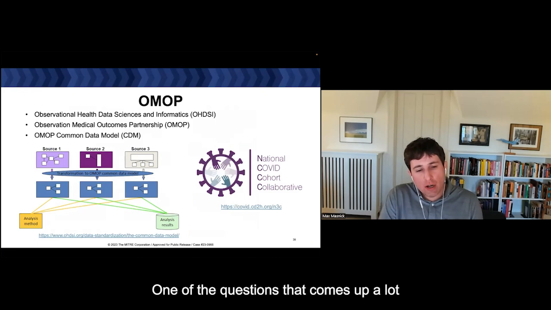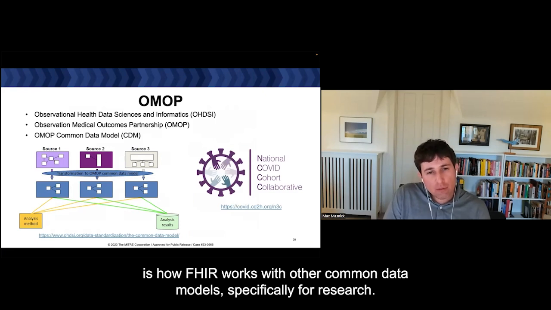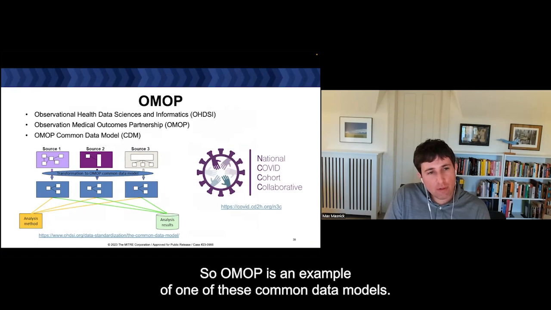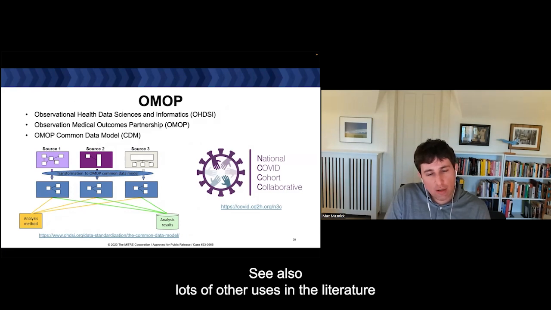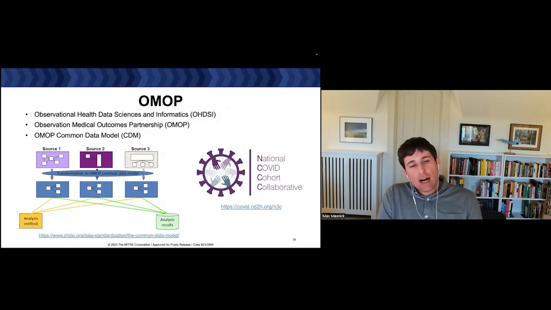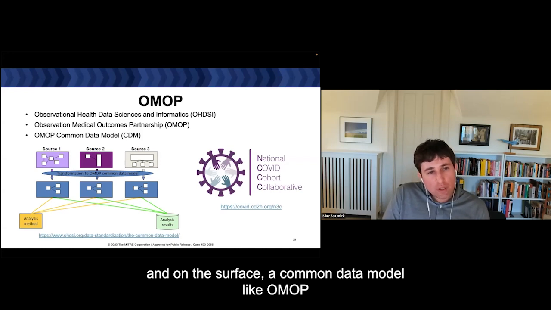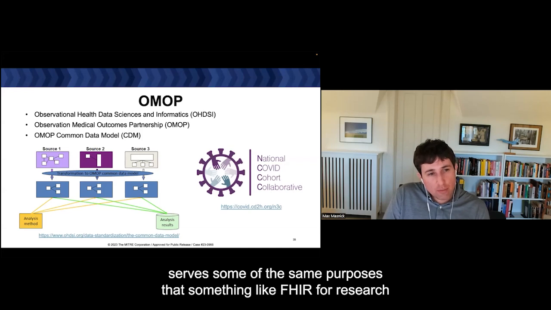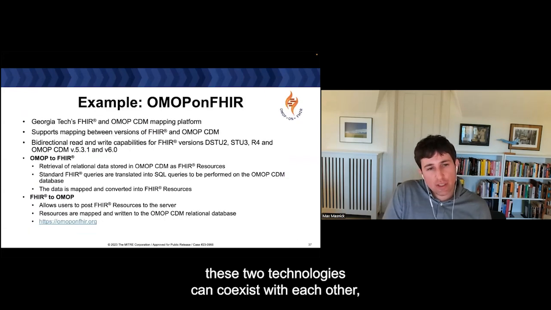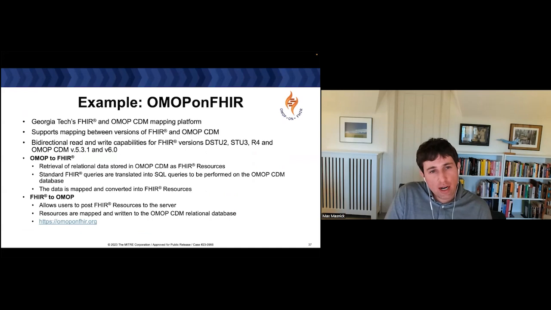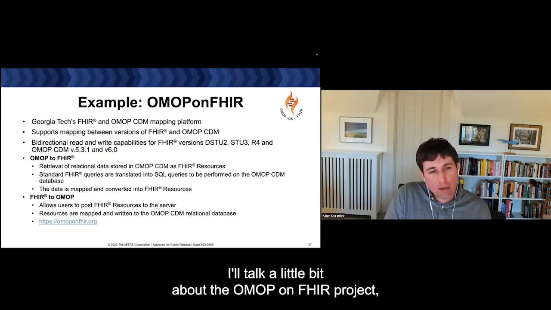One of the questions that comes up a lot is how FHIR works with other common data models, specifically for research. So OMOP is an example of one of these common data models. It's pretty widely used. It's used for N3C and also lots of other uses in the literature. On the surface, a common data model like OMOP serves some of the same purposes that something like FHIR for research might. To talk about how these two technologies can coexist with each other, I'll talk a little bit about the OMOP on FHIR project.